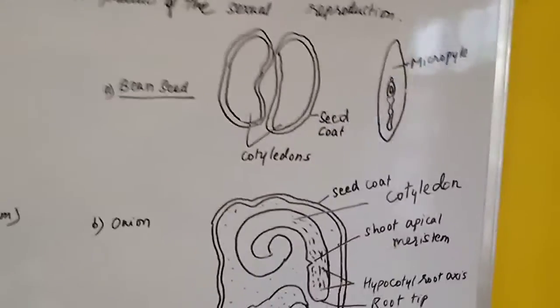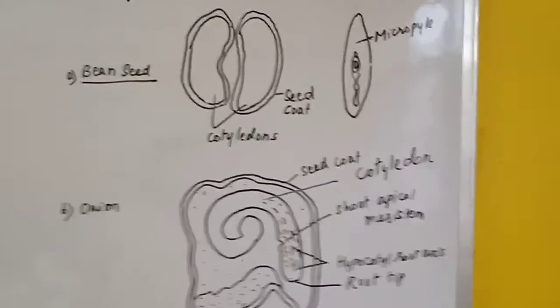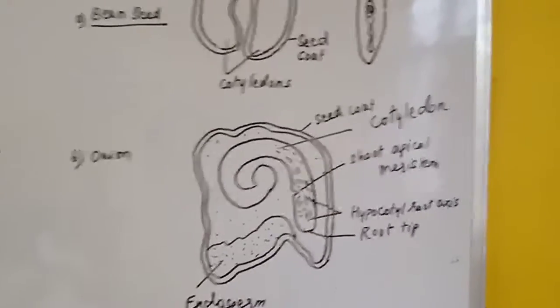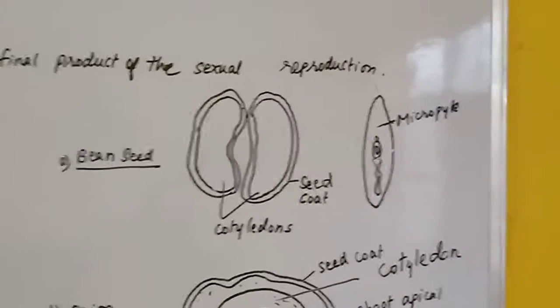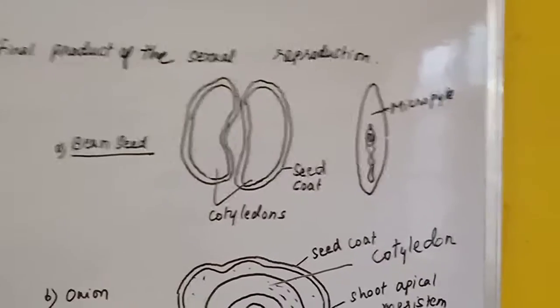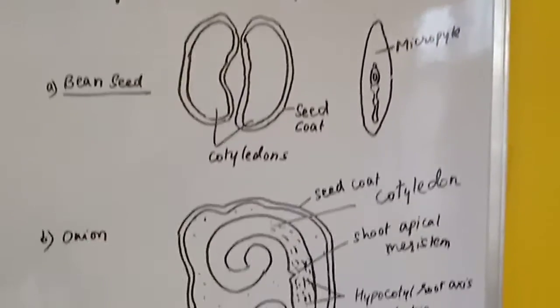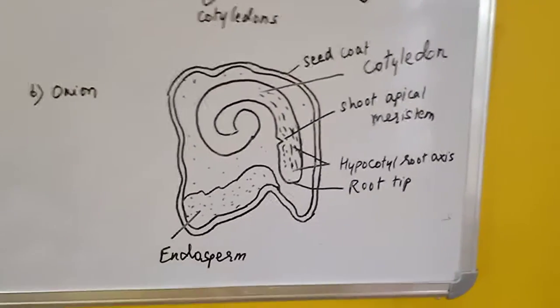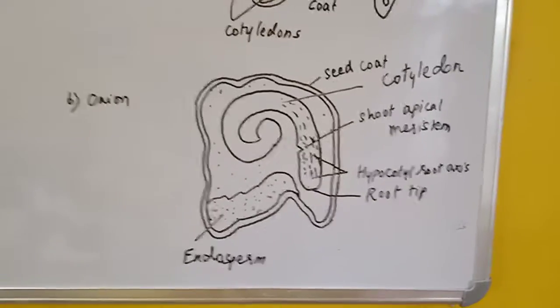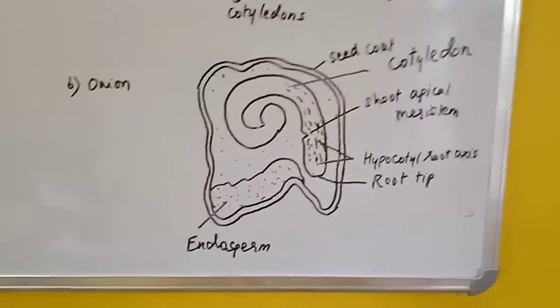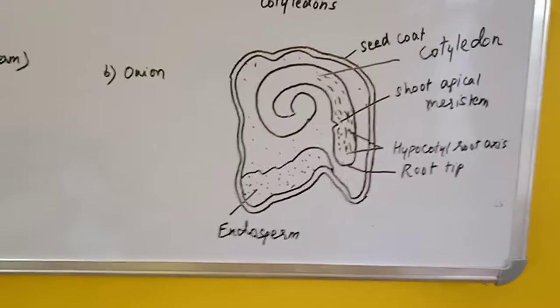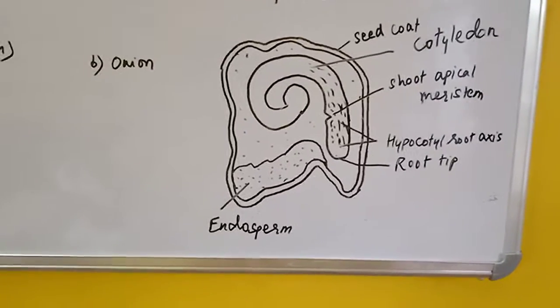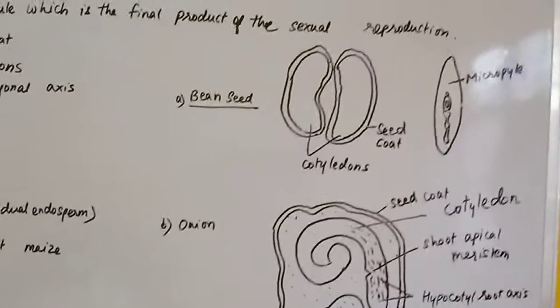Now here I have drawn two structures of seeds, the bean seed and the onion. You can see here in bean a seed coat, cotyledons, micropyle, and in onion you can see seed coat, cotyledon, shoot apical meristem, hypocotyl root axis, root tip, and endosperm.